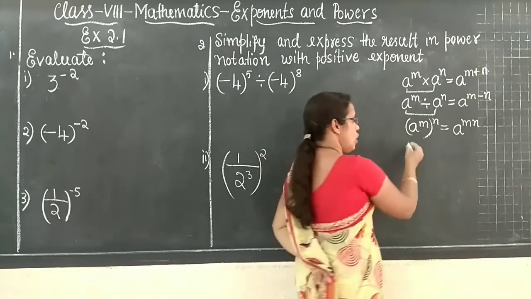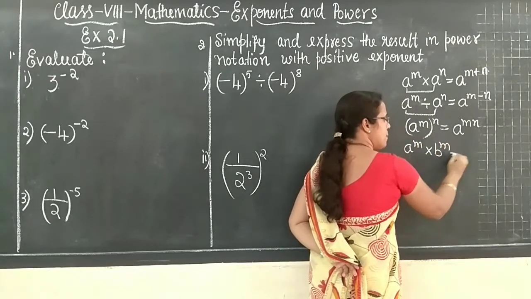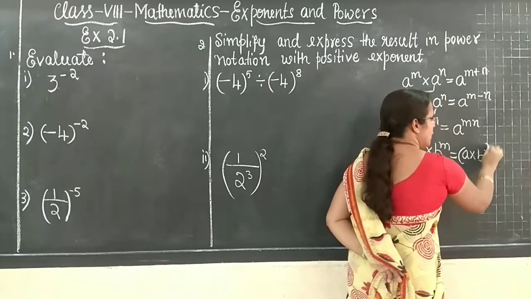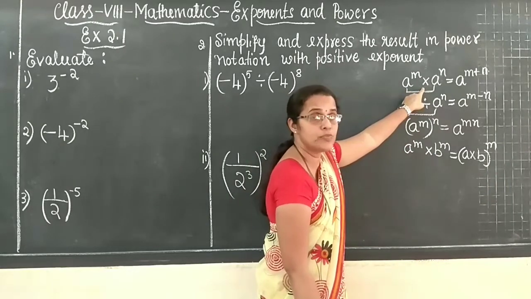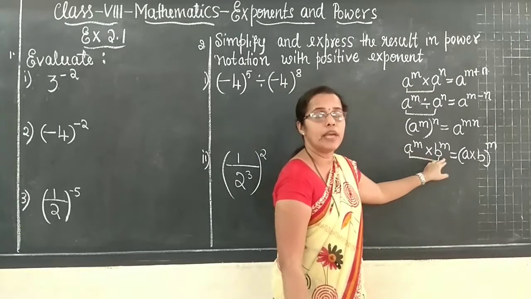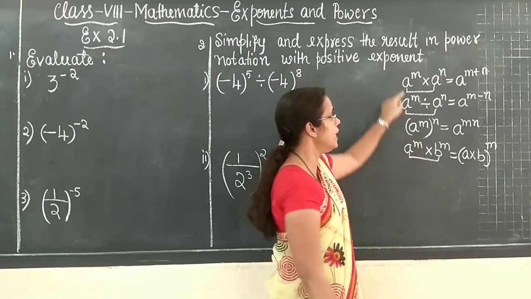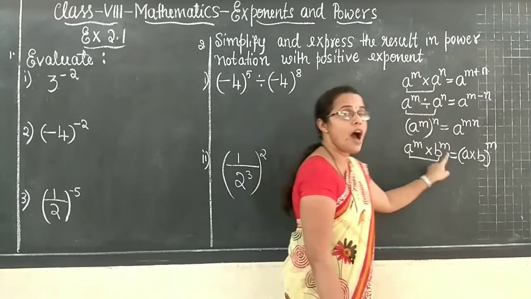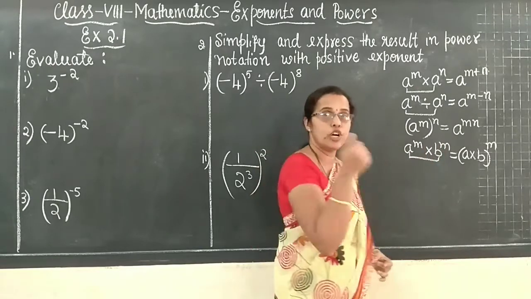Now let us go to fourth law children. A to the power m into b to the power m, then a into b whole to the power m. In this case, what happens? Multiplication, same as first law, but here bases are different. See, here a, here b. Bases are different, powers are same. The cases are different. Okay, children. Here bases are same, powers are different. Here bases are different, powers are same. Okay, so which law you have to use here, means you have to understand.